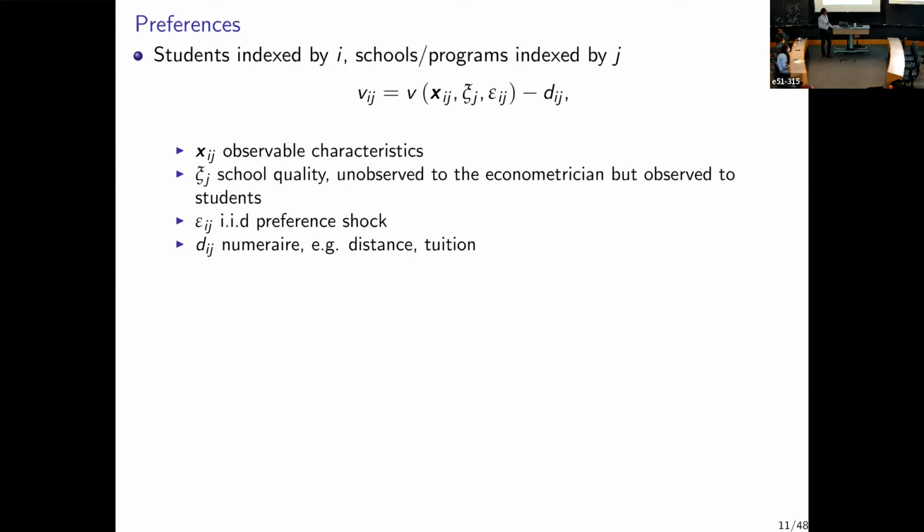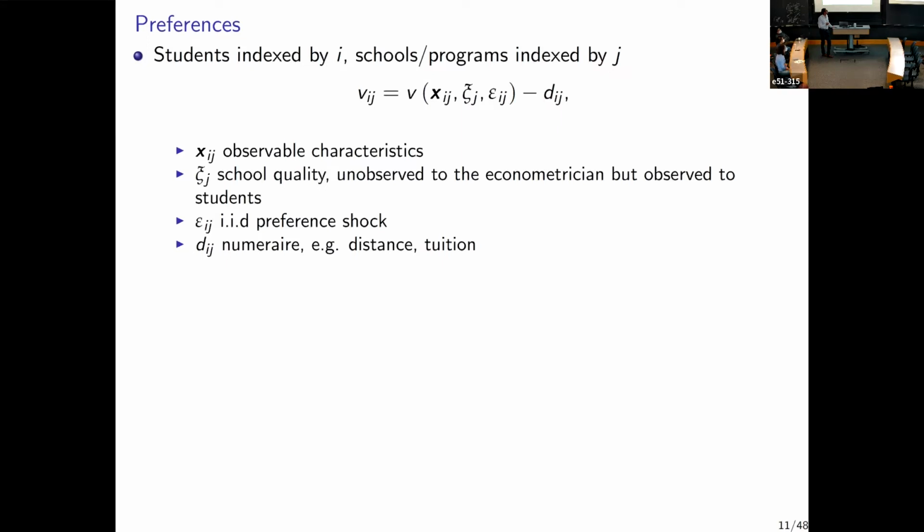a school quality that is unobserved to the econometrician, but observed to the students, that we're going to call xi_j, and this, if you took IO, is an unobserved quality component that is school specific. Then some shock that we don't observe, that is IID, is a preference shock of student i for school j, and then we're going to have a numeraire, and I'm going to call it d_ij.